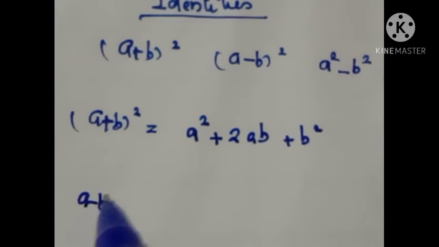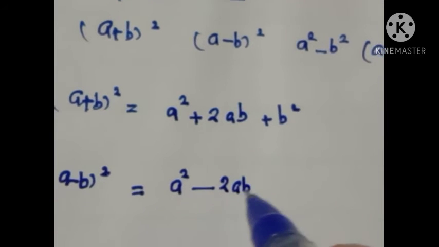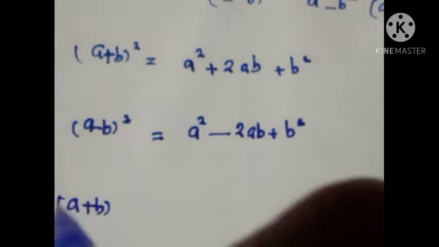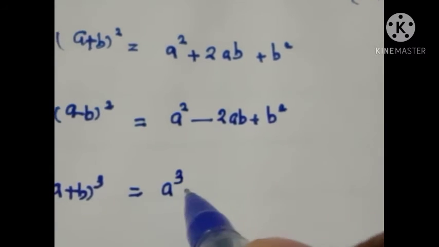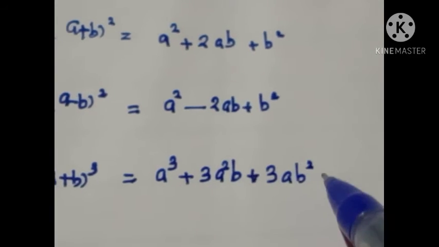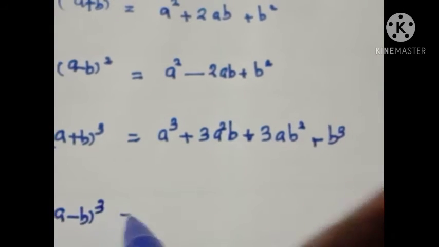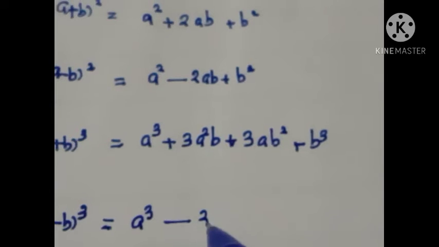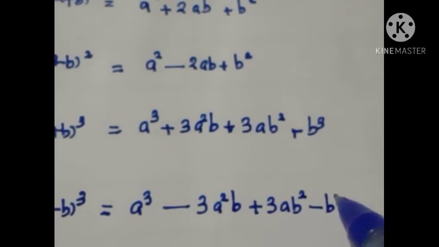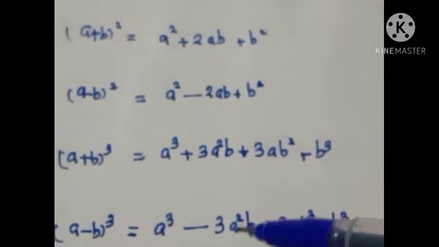What is (a minus b) whole square? (a minus b) whole square is a square minus 2ab plus b square. What is (a plus b) whole cube? a cube plus 3a square b plus 3ab square plus b cube. What is (a minus b) whole cube? a cube minus 3a square b plus 3ab square minus b cube. So these are algebraic identities.